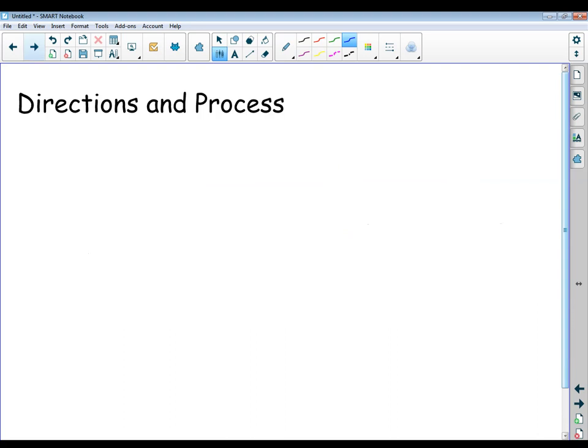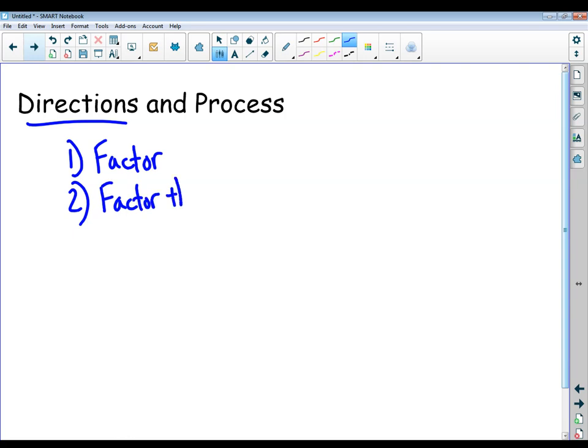Let's talk about the directions and the process. There are several ways the direction could be phrased. The shortest way would just be factor. When you're factoring, you're taking the GCF out of a couple of terms. At this level, we'll be a little more specific, and we might say something like, factor the sum or difference.